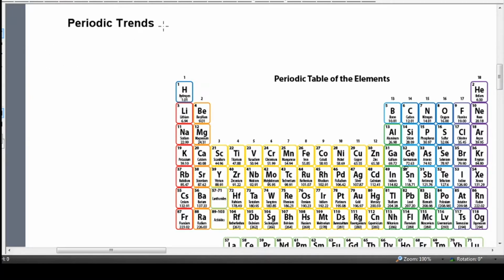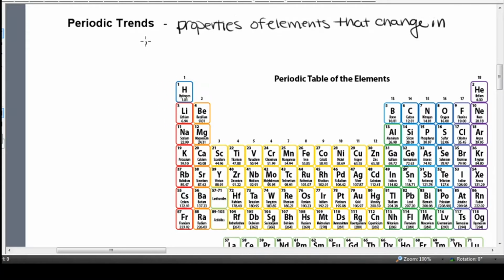All right, so what we talked about today in class was the fact that periodic trends are patterns or properties on the periodic table that change in a predictable way. Okay, so periodic trends are properties of elements that change in a predictable way.